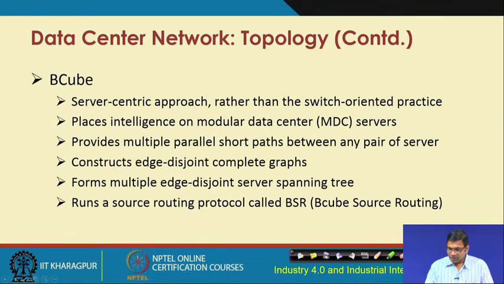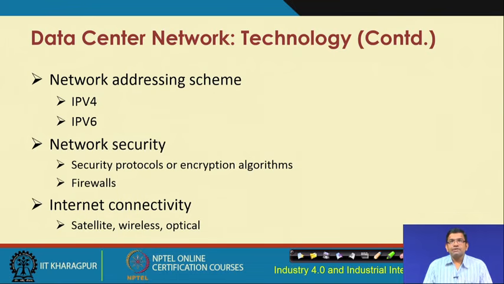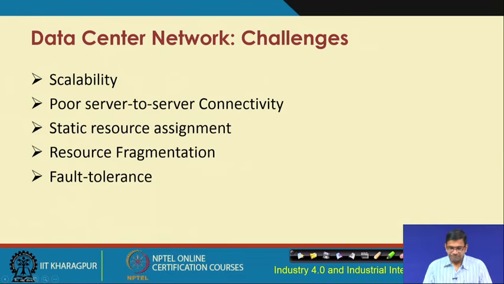So, let us now very quickly go through the different other requirements. A data center network requires different networking equipment such as routers, switches, modems, and supports cabling of LANs, WANs, network interface cabling and so on. It has addressing schemes supported, IP addressing schemes supported by IPv4, IPv6 or whatever is required. These are the only two options at present if you are talking about the internet. So, IPv4 or IPv6 based network addressing schemes are supported. Network security protocols, algorithms, firewalls, etc., are already in place in these data center networks. Internet connectivity is offered through optical, wireless or satellite communication.